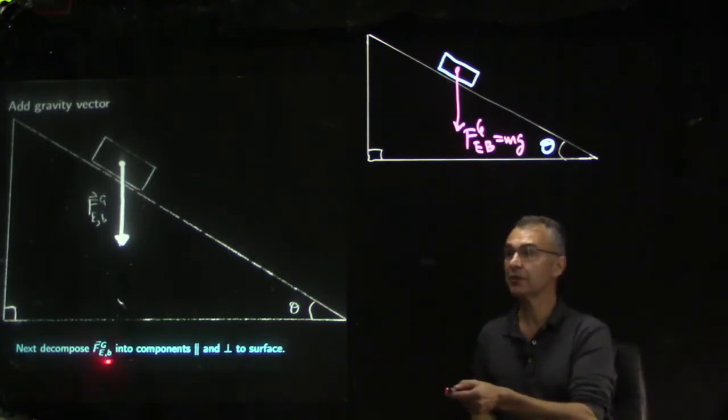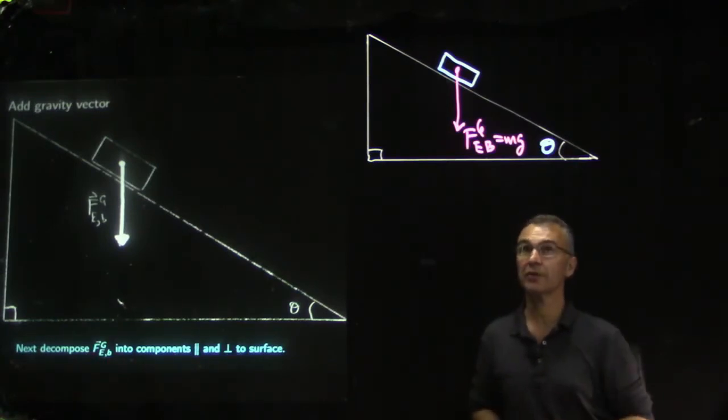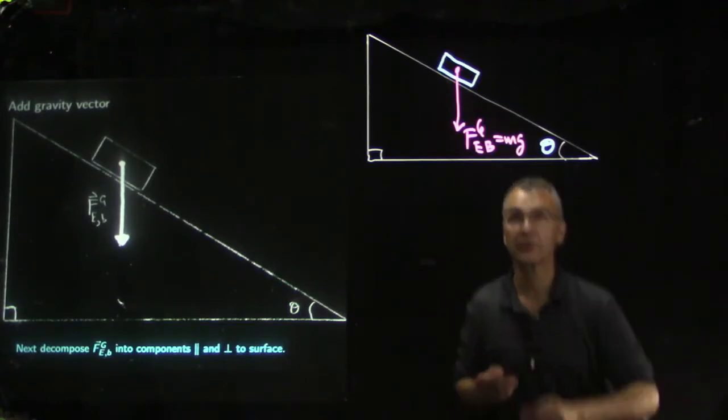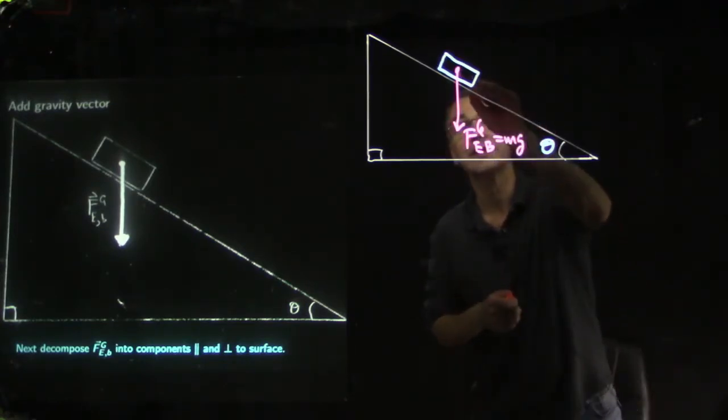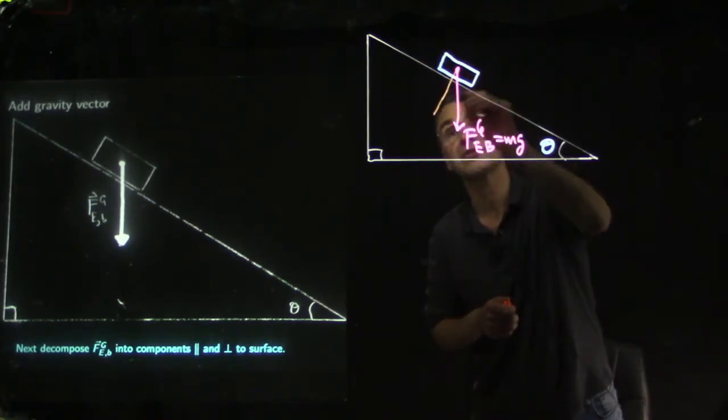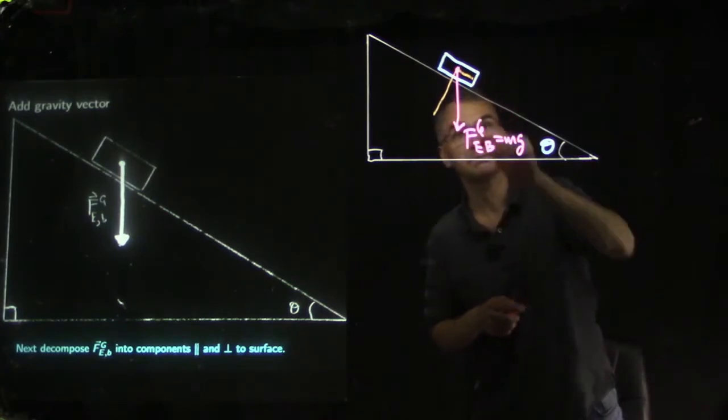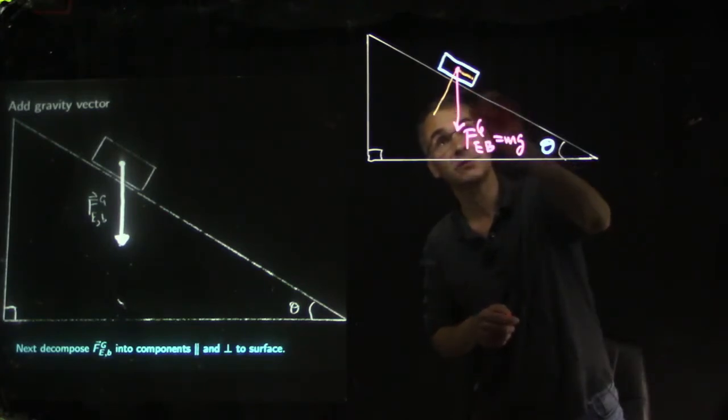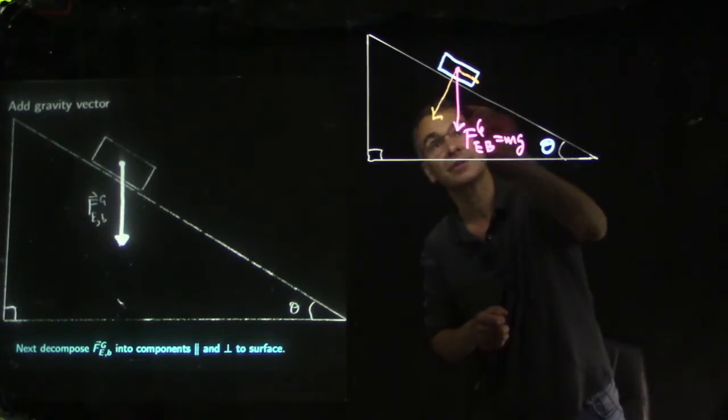We want to decompose the gravity vector into components parallel and perpendicular to the surface. So here is a component perpendicular to the surface. And then here is a component parallel to the surface. And you can see if we were to repeat this component down here, then it would add up to this original gravity vector.